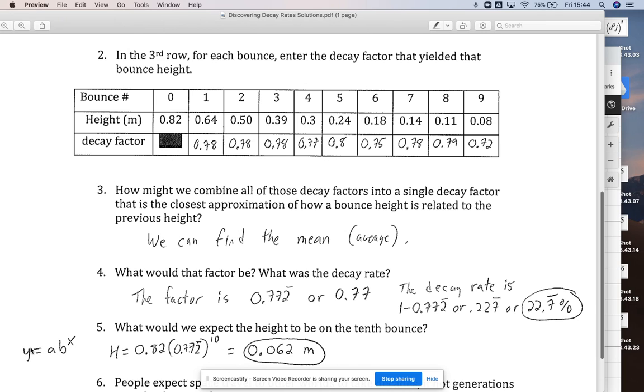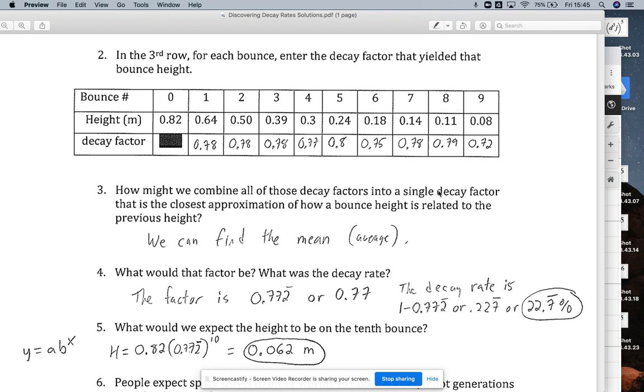And once again, we have the y equals a times b to the x. A is what you start off with, b is what you're multiplying by, in this case, the decay factor, and x is the number of times that we multiply by that factor. So the height we would expect to be, we start off with a height of 82 hundredths of a meter, and we're multiplying it by its decay factor, which is 0.772 repeating. How many times do we actually multiply that by? 10 times.